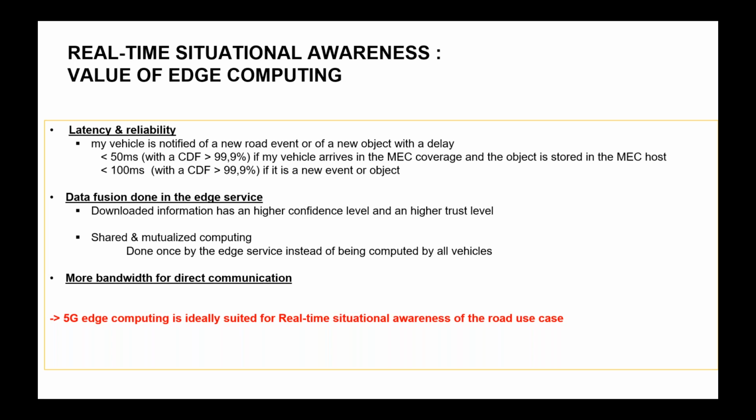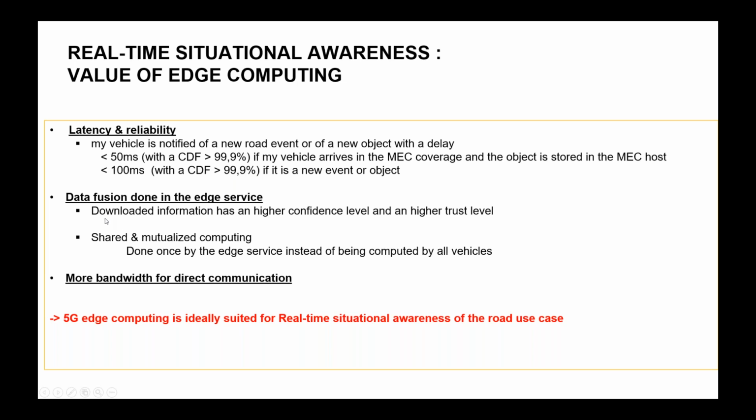And if you are in the coverage of the edge and suddenly an event occurs, like an accident, you will be notified with a delay of less than 100 milliseconds with a probability better than 99.8. So it's not 99.9, it's 99.8, because you will have a packet error rate of 1% in up and 1% down.